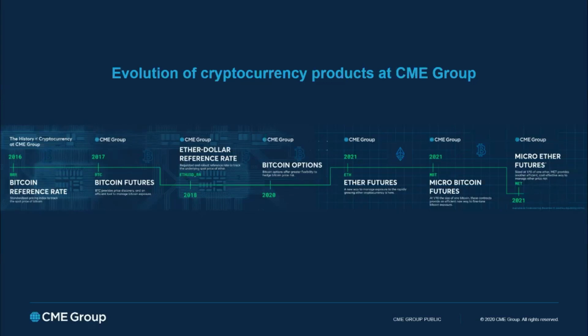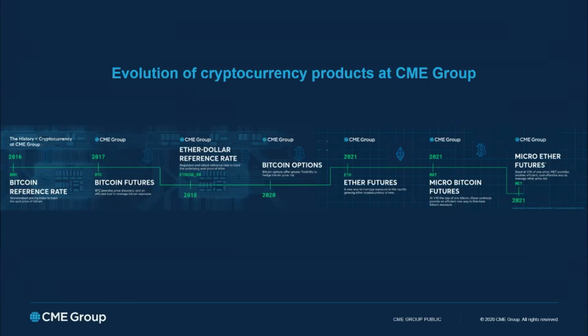In 2020, we launched Bitcoin options. In February 21, we launched our Ether futures. Again, that is our standard Ether futures that I touched on earlier. These are 50 Ether per contract, so they're relatively large. In May of 2021, we launched our micro Bitcoin futures, which is 1/10 the size of one Bitcoin.